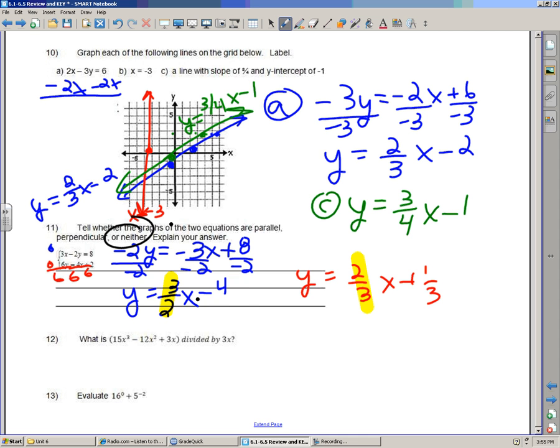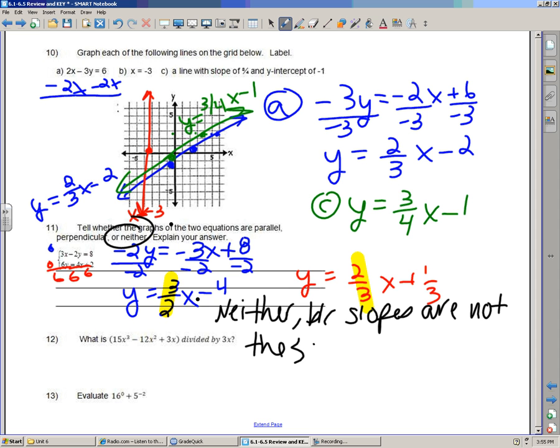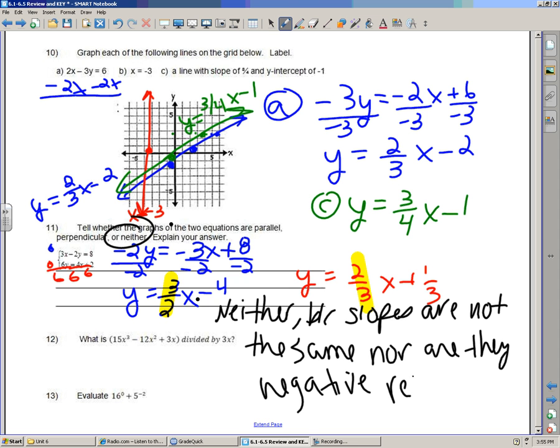So I would say neither, because the slopes are not the same, nor are they negative reciprocals.